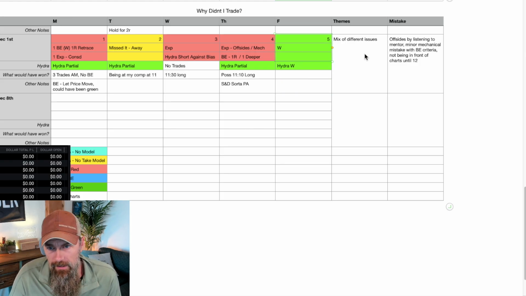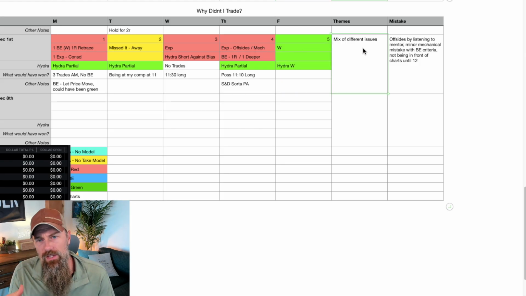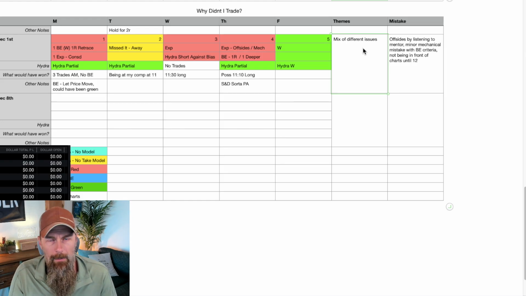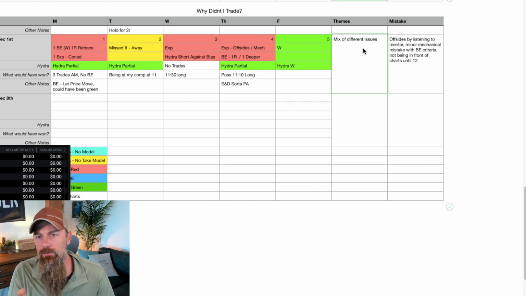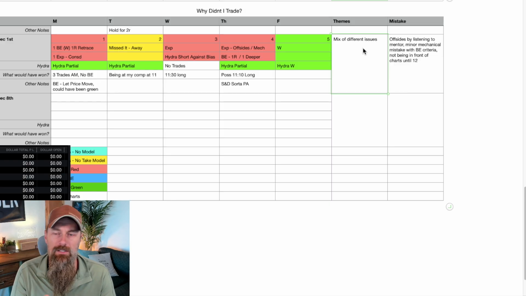So when I look at this, the theme, I want to see the theme, like was price consolidating on the 1 hour and I constantly got whipped out of trades, right? If that happens multiple days, you can start to see these themes. In this case, this week, it was just a mix of different issues. So there's nothing to me that's calling out a pattern that I need to fix.